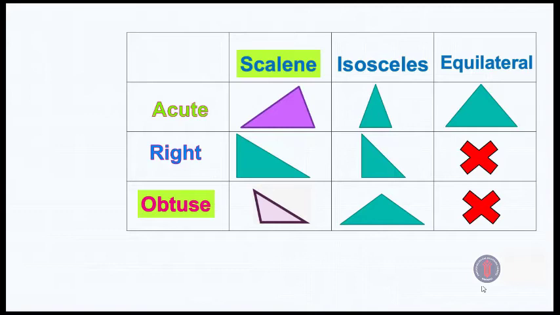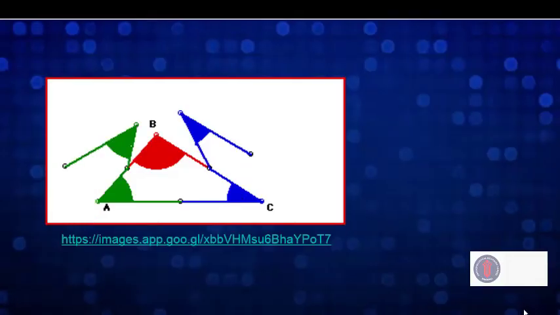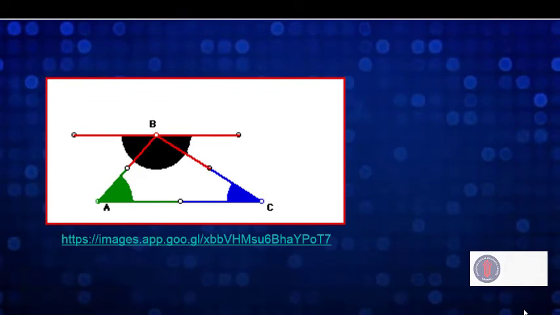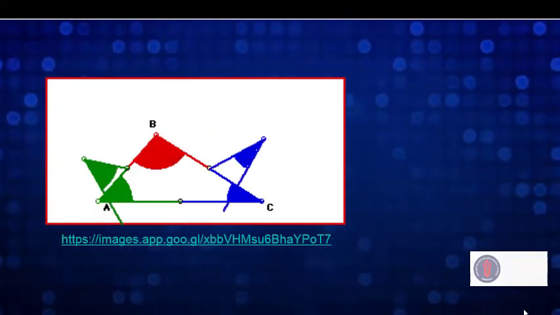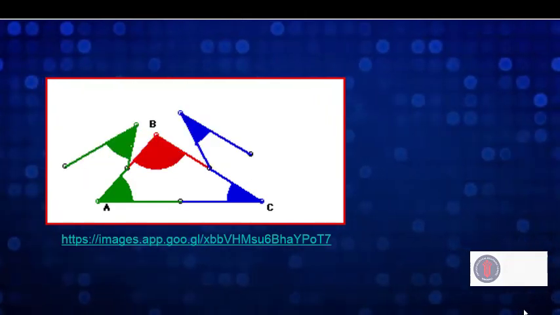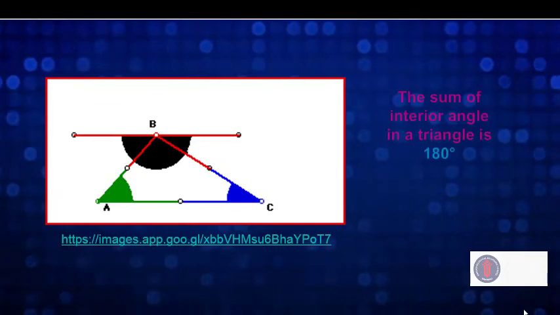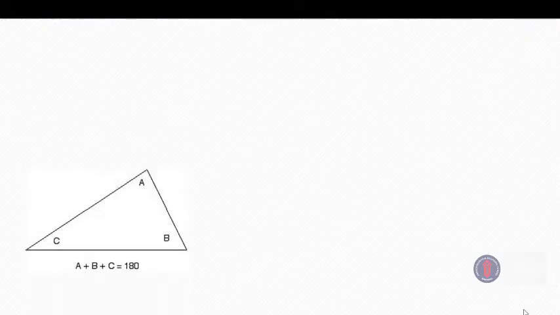Okay, now that you know all about how triangles are classified, let's learn one more really important thing about triangles. Triangles are always made up of three angles. Each of those angles has its own measurement in degrees. And the important thing is that those three angles, if you combine them, will add up to 180 degrees.